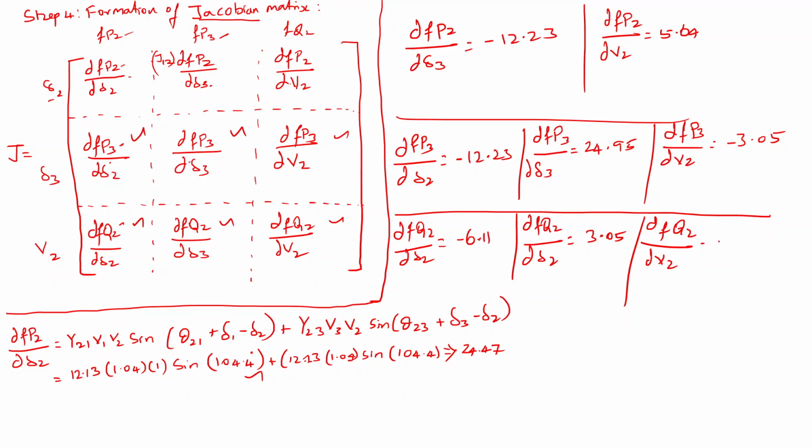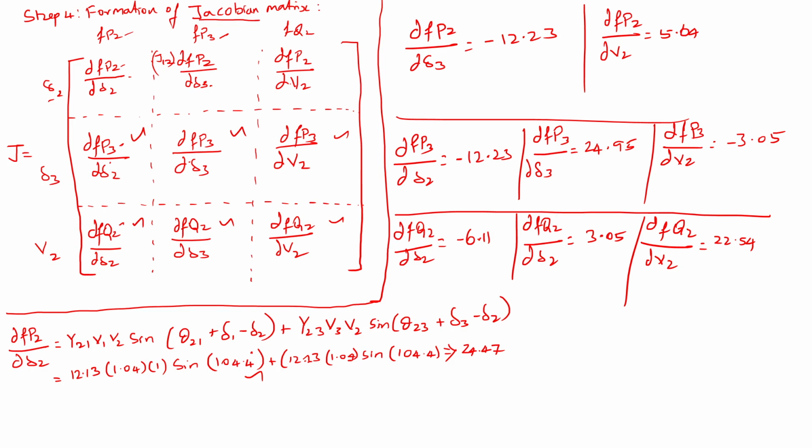So the ∂v2 value is 22.54. So that's all. We got the Jacobian matrix values here. These are all the values we need to fill into the Jacobian matrix. So next thing we need to do is find out the corresponding equation values. Okay, corresponding equation values we got from this Jacobian.